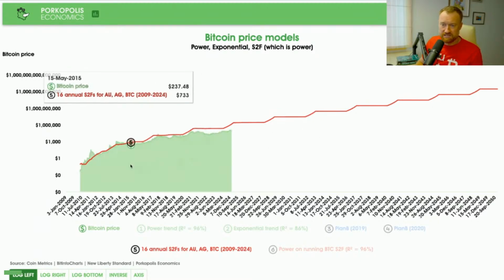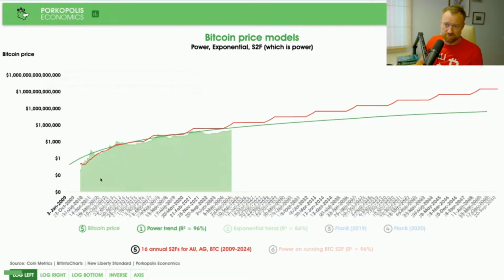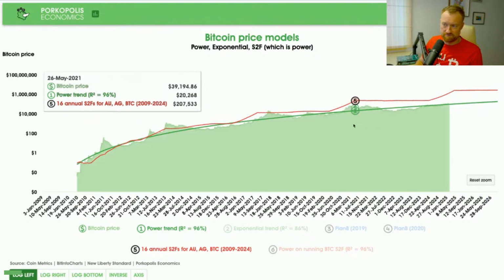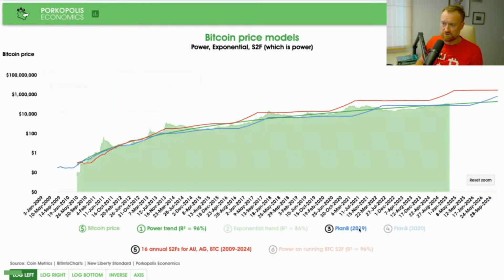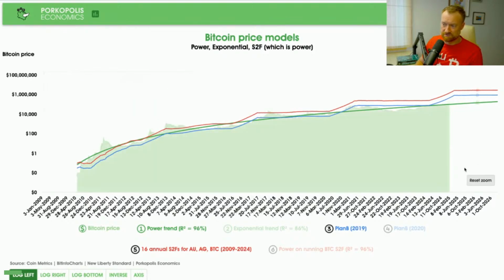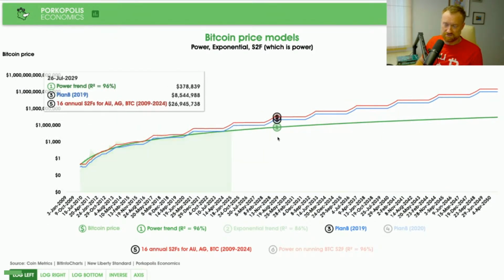But if you want to ask me, how does this stair step look versus the beautiful smoothing power curve? Again, you know which camp I'm in. All right. So his 2019 model is still the one that looks closest. But we're going to see very soon how that holds up in this bull run in 2025.